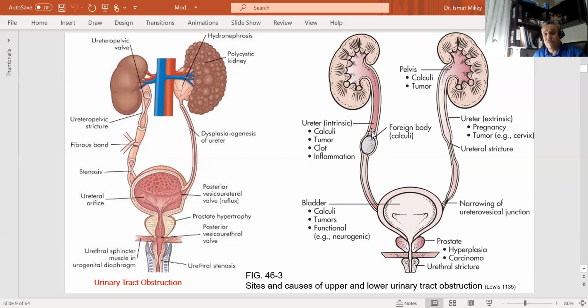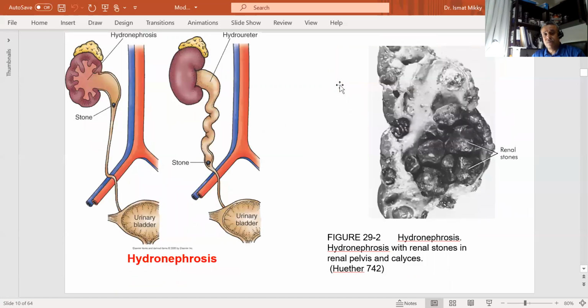And then the hydronephrosis, which is when the obstruction affects the kidney so that the retention of urine is inside the kidney. So here a kidney stone obstructing the lower third of the ureter has resulted in a hydroureter, and a kidney stone obstructing the pelvis of the kidney has resulted in a hydronephrosis.